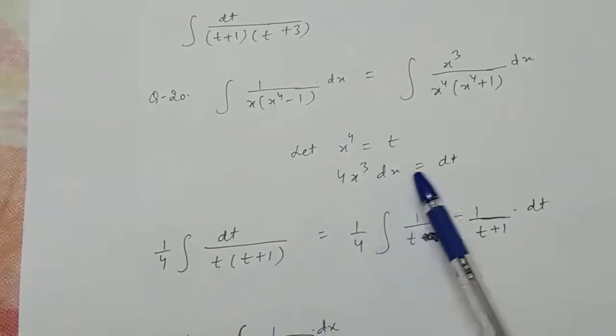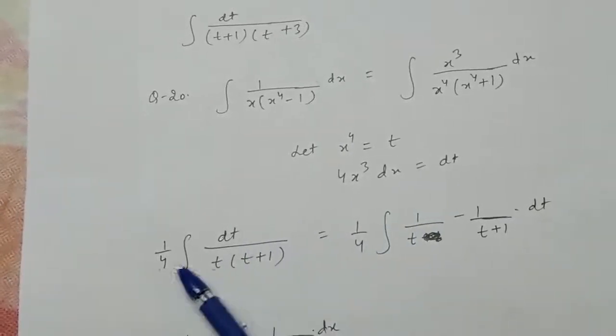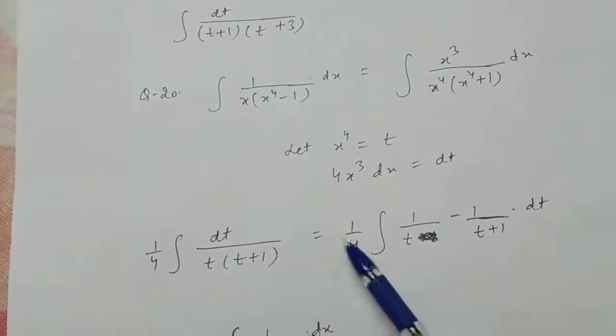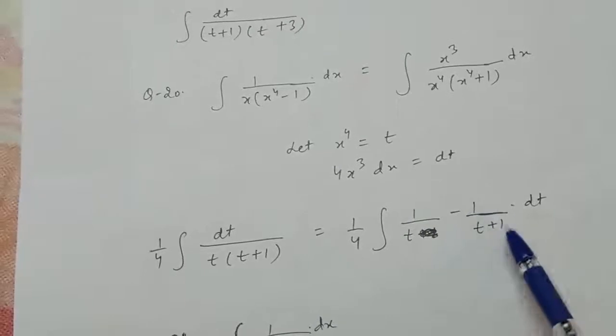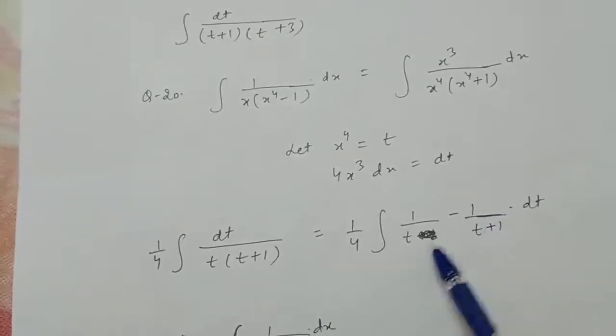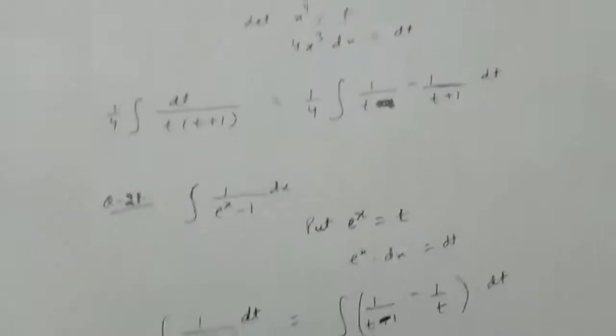Okay, x cube into dx will be dt by 4. So dt upon 4. Now 1 by 4, this can be written as 1 upon t minus 1 upon t plus 1. Now you know the integrals of these two, so you can complete the question.